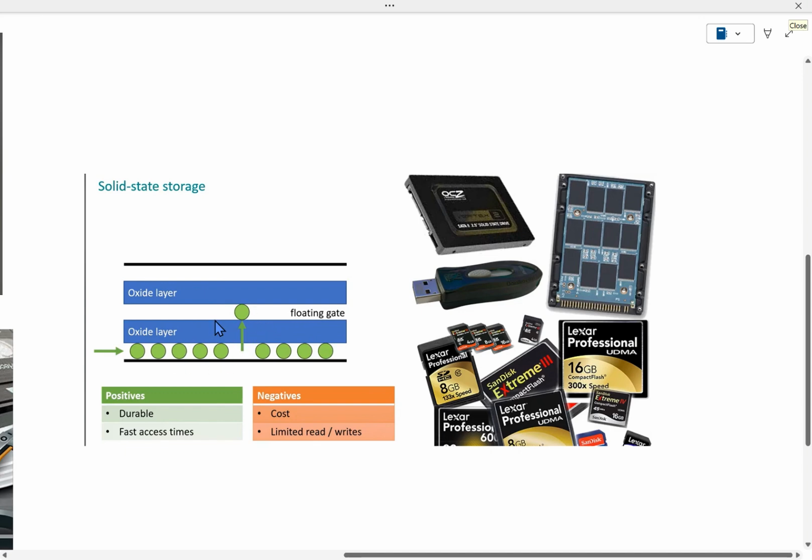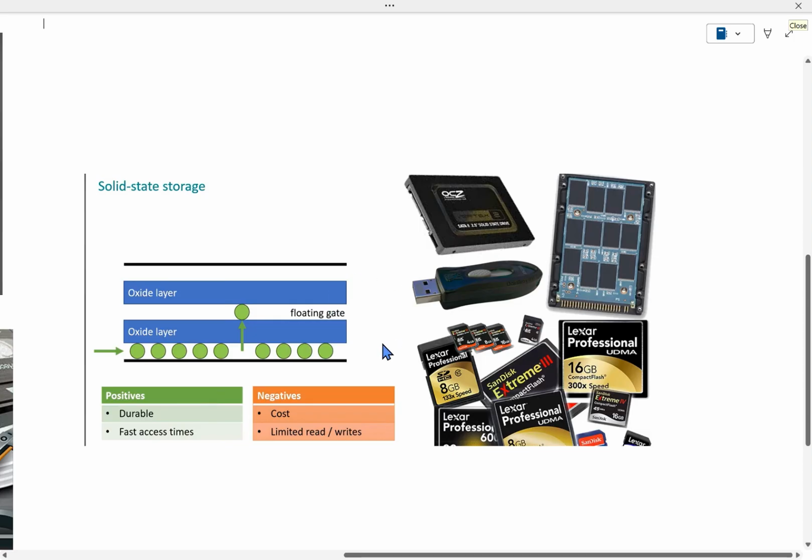Now the positives: it's very durable, and its access time is very fast. It's the fastest out of the three storages. However, the negative is the cost. It is very expensive, due to the very high speed of access. It is the most expensive out of all of them. It also has limited reads and writes, meaning its lifespan is not as long as the others.